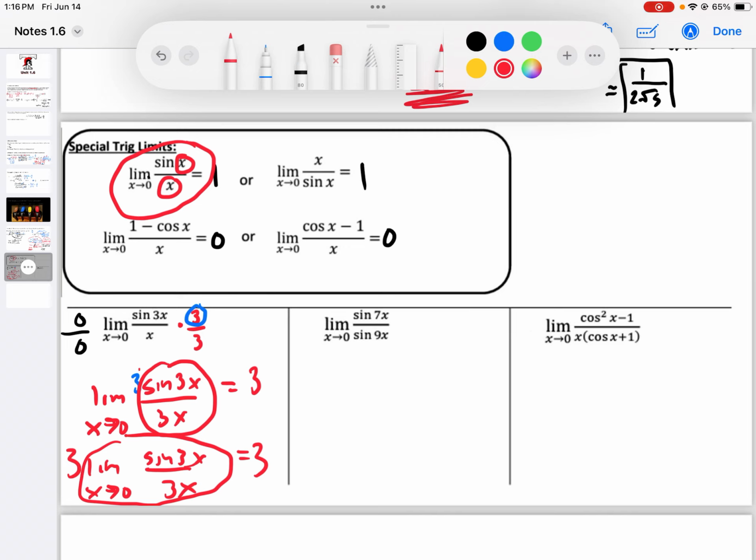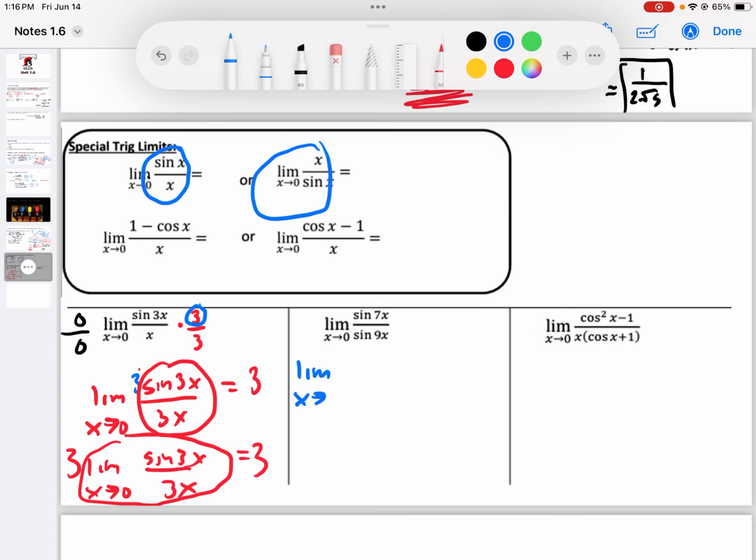All right, next one: the limit as x approaches 0 of sine of 7x over 9x. The trick on this one is it kind of looks like a little bit of both of these. So I'm going to cleverly rewrite this as sine 7x over 1 times 1 over sine 9x. This is the same thing, right? Multiply two fractions, multiply straight across. So I'm just splitting them up.